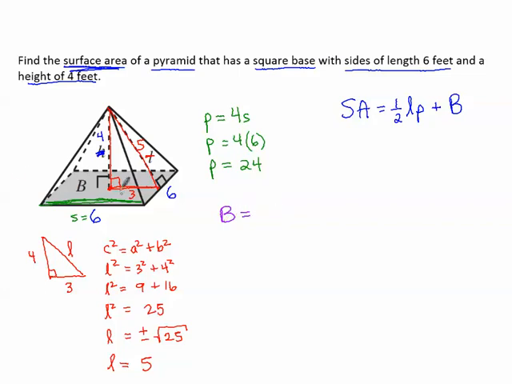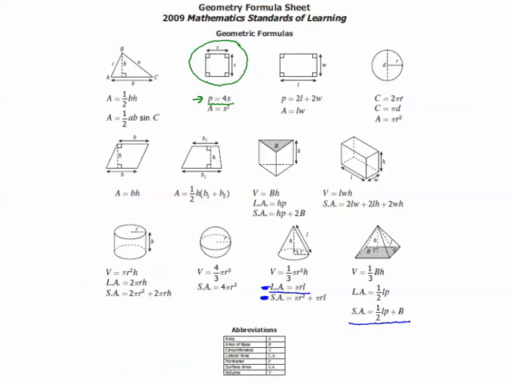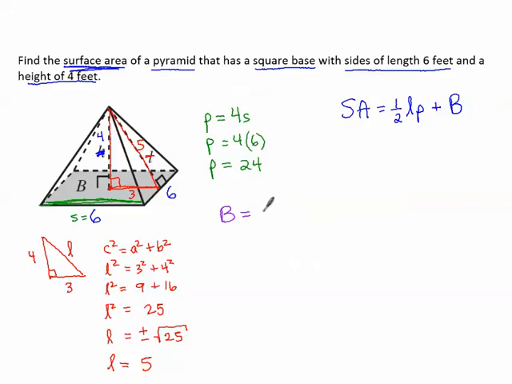Next, we need uppercase B. B is the area of the base. So back to our formula sheet, for a square, the area of the square is s squared. So back to our problem, the area of the base is s squared. So the s we said is 6, so that's 6 squared. Therefore, B is 36. So again, you might want to remind yourself that B stands for area of the base, and the P stands for the perimeter of the base.